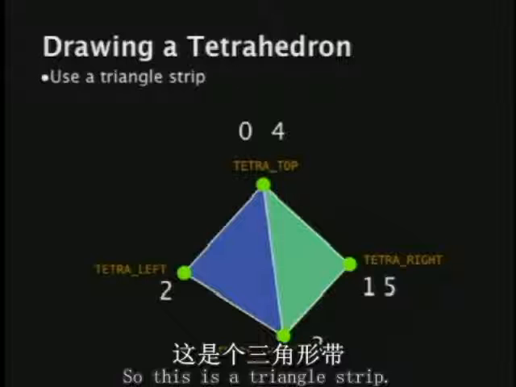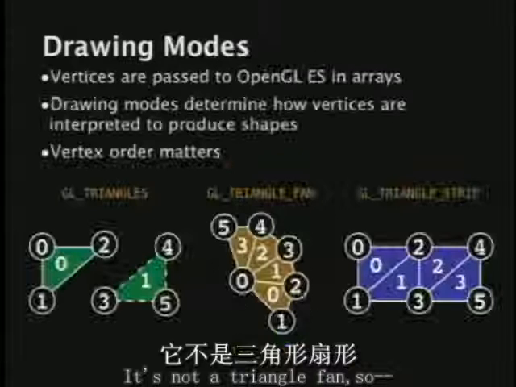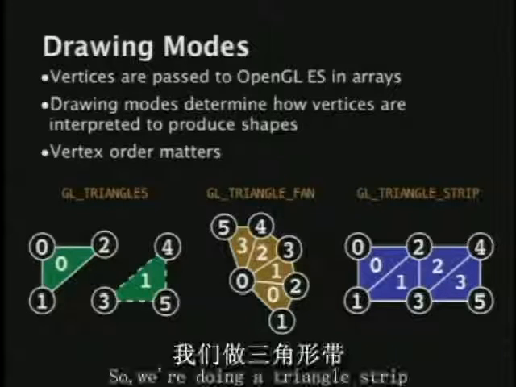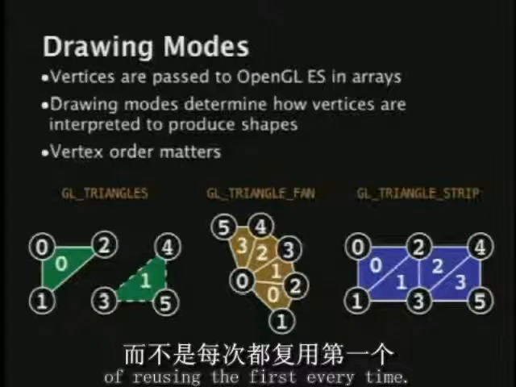So this is a triangle strip. It's not a triangle fan. So this is a different object. I don't remember what it was. So we're doing a triangle strip where you reuse the last 2 instead of reusing the first every time.